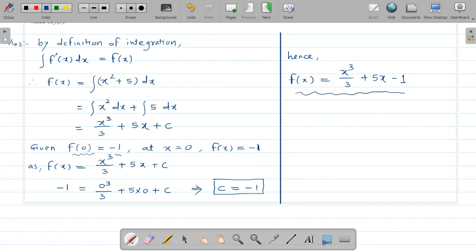So how will you get f of x from f dash x? You have to take the integration of f dash x, and after completing the integration, you write the constant c. To determine that constant, one condition is given, that f of 0 is equal to minus 1, which means if you put x equal to 0 in that function, then f of x becomes minus 1, and by this you will get the value of the constant also. After substituting the value of c as minus 1, you will get f of x is equal to x cube upon 3 plus 5x minus 1. So this is the last answer.